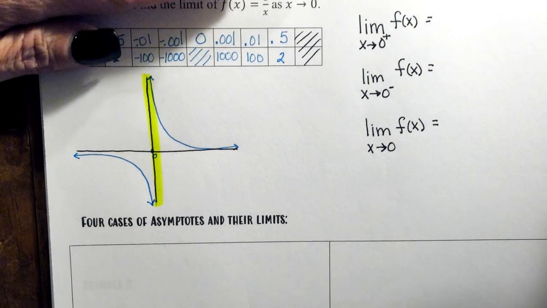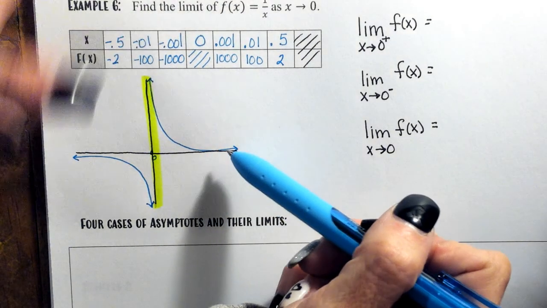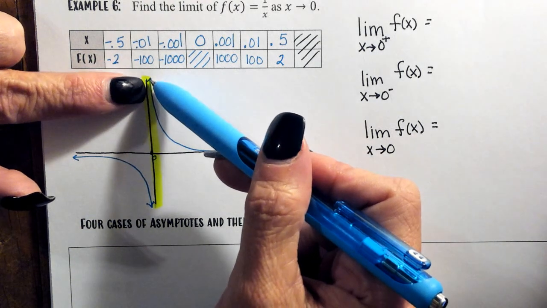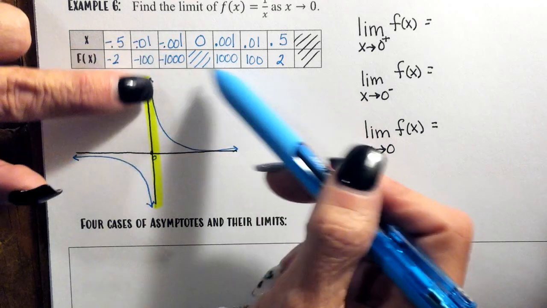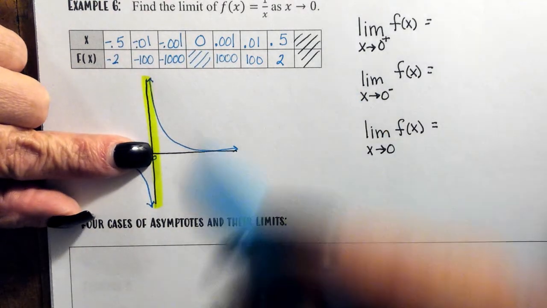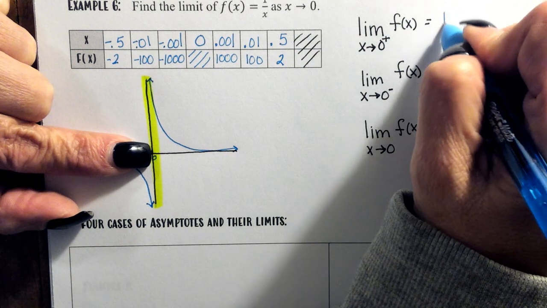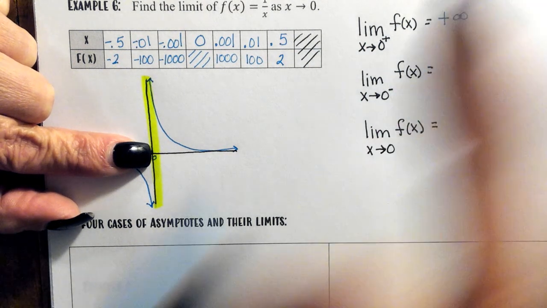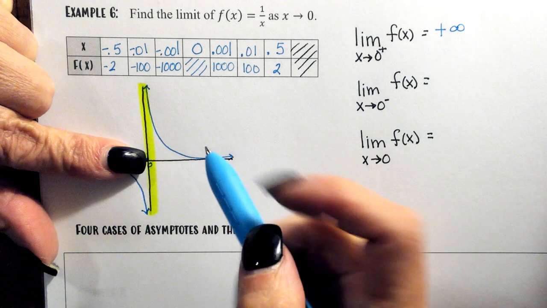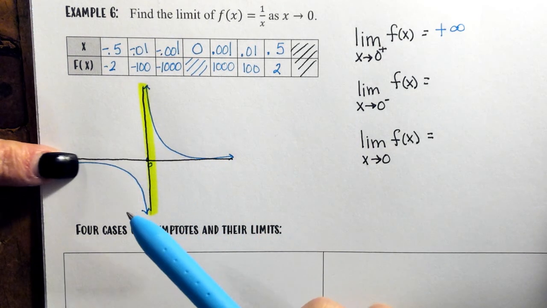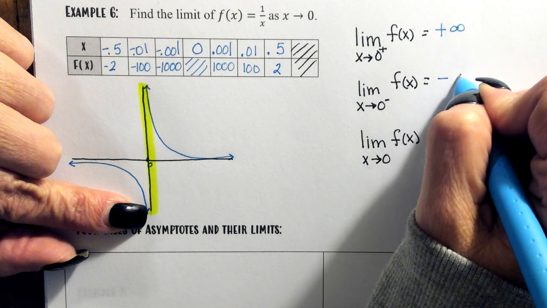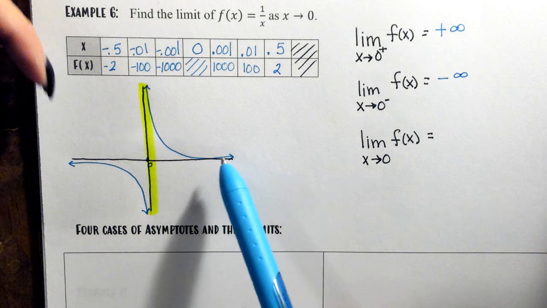So as we come in from the right, what's the function going to do? It's just going to get bigger and bigger and bigger and bigger, right? The smaller and closer we get, it's going to actually approach positive infinity. And you could just put infinity. That means the same thing. I'm going to put positive infinity. I like to label that. As they come in from the left, it's going down and down and down. So it's going to approach negative infinity. And hopefully that makes sense.